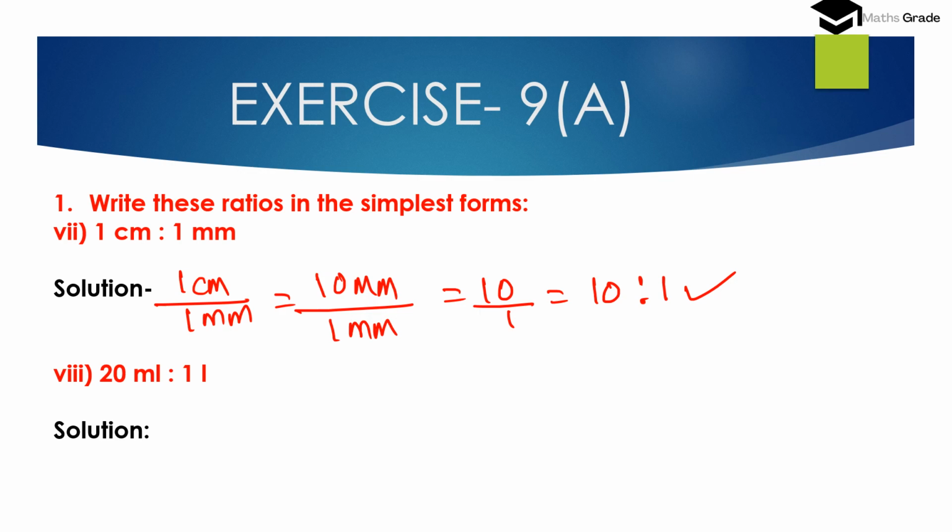8th bit, 20 milliliter is to 1 liter. We can write 20 ml is to 1 liter as 20 ml divided by 1 liter.